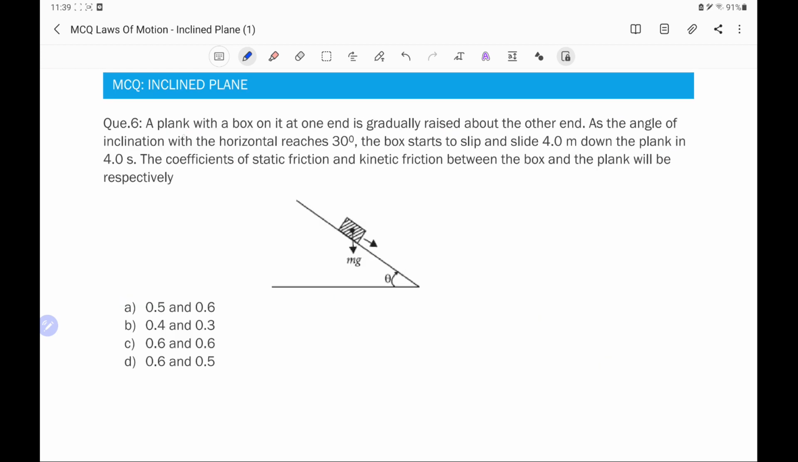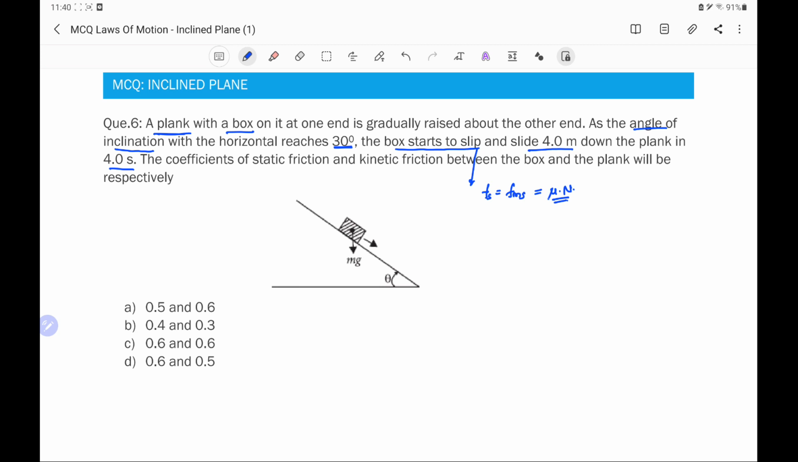Next question is, a plank with a box on one end is gradually raised about the other end. As the angle of inclination with the horizontal reaches 30 degrees, the box starts to slip. That means in this situation, the frictional force, which is the static friction force, becomes the maximum static friction force, and that will be equal to mu into normal reaction force. And it slides 4.0 meters down the plank in 4.0 seconds. Find the coefficient of static friction and kinetic friction between the block and the plank.